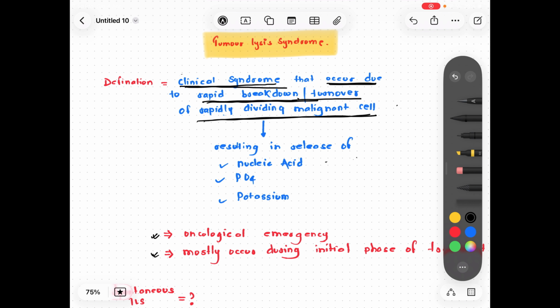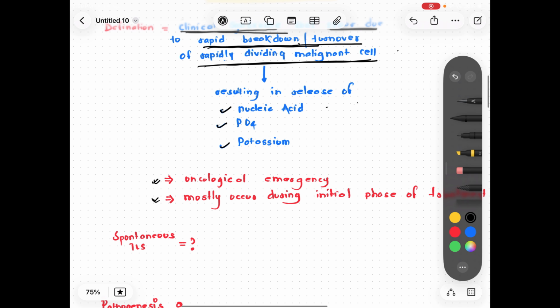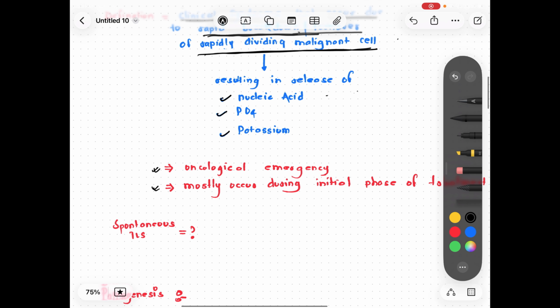As a result, there is release of nucleic acid, phosphorus and potassium. These intracellular contents enter the bloodstream and cause metabolic disturbances. So TLS is considered an oncological emergency due to its potential life-threatening complications.